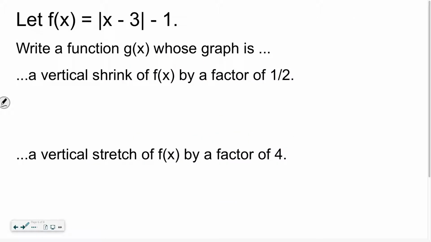Okay, we'll use the same f of x we used before, and we're going to practice vertical stretch and shrink here. We want to write a new function, g of x, whose graph is a vertical shrink by a factor of 1/2. Now, if the factor 1/2 is less than 1 but greater than 0, it's a shrink. And the function notation for my new g of x is just to take that factor 1/2 times my whole function, f of x, right? That's a times f of x, where a is 1/2.